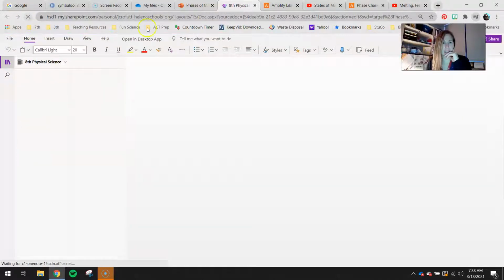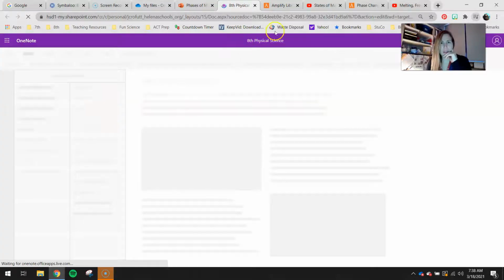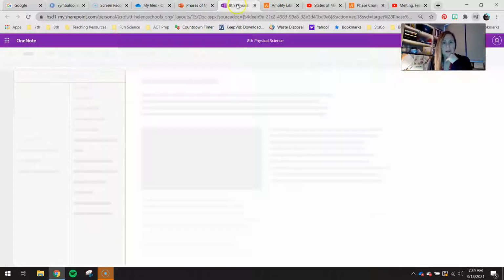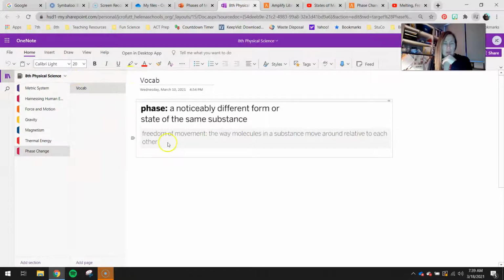For whatever reason today, my key concepts does not want to be loading. While I test that, you will go ahead and add these 2 vocab words to your vocab page. So phase is a noticeably different form or state of a substance. You already know the 3 main phases: a solid, liquid, and gas. And this one's a big one, freedom of movement: the way molecules in a substance move around relative to each other. So if we're comparing a little group of molecules, how do they move compared to all the molecules in that group?